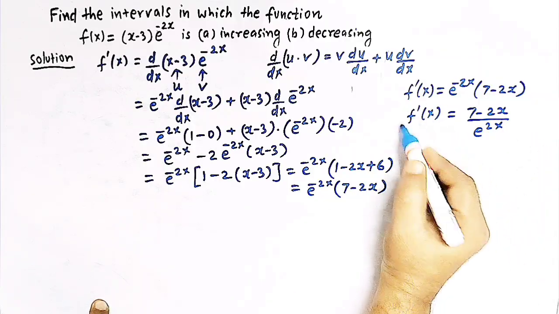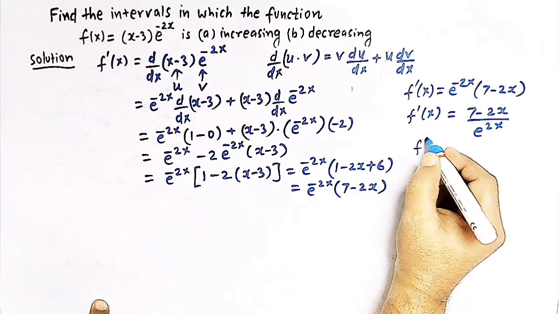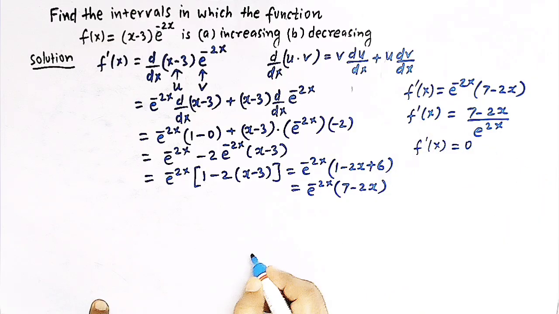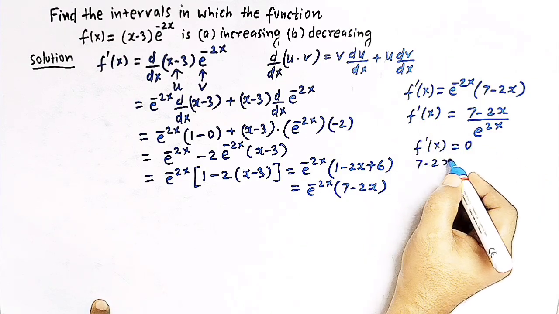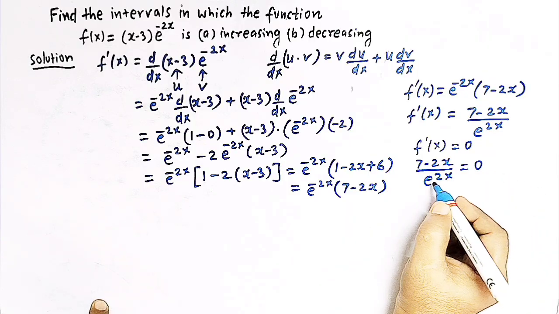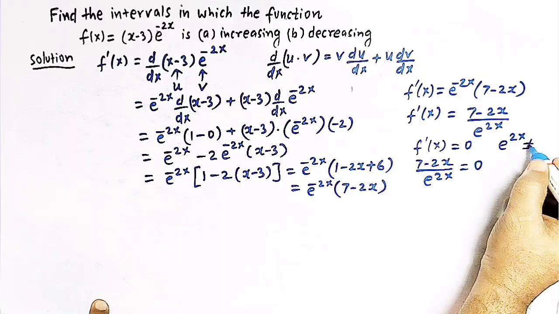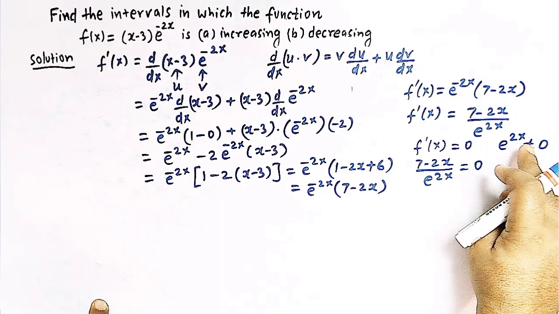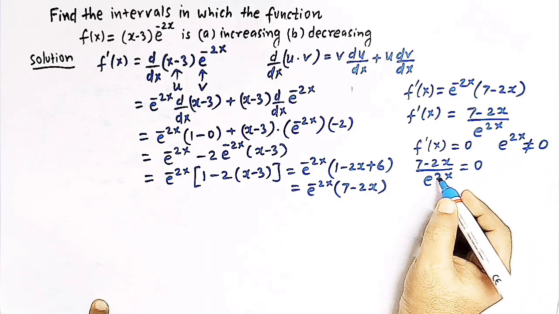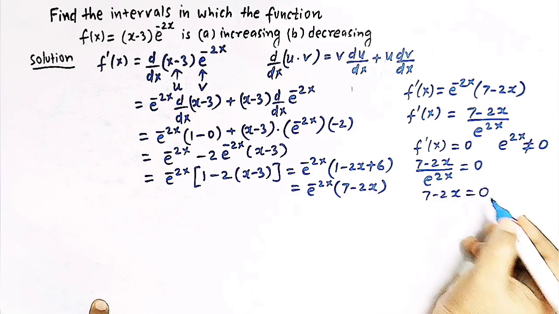So now let us find out the critical points of this function. So the critical points can be obtained by equating the derivative equal to 0. So we have 7 minus 2x over e raised to 2x is equal to 0, and we know that e raised to 2x is not equal to 0 for any value of x belonging to the set of real numbers. So the denominator cannot be equal to 0, so we must have 7 minus 2x is equal to 0.